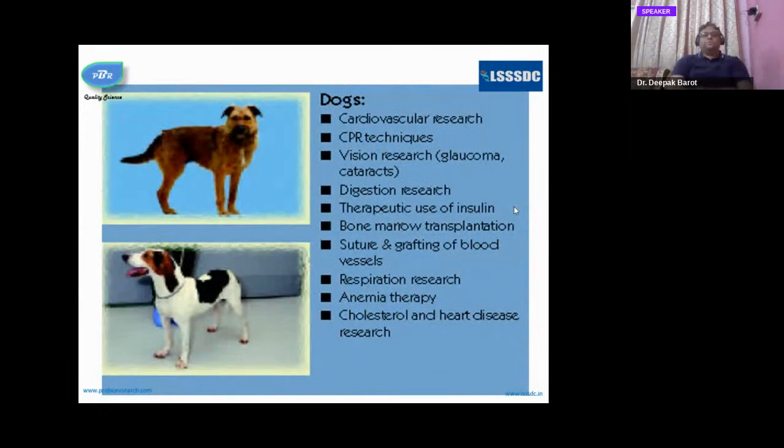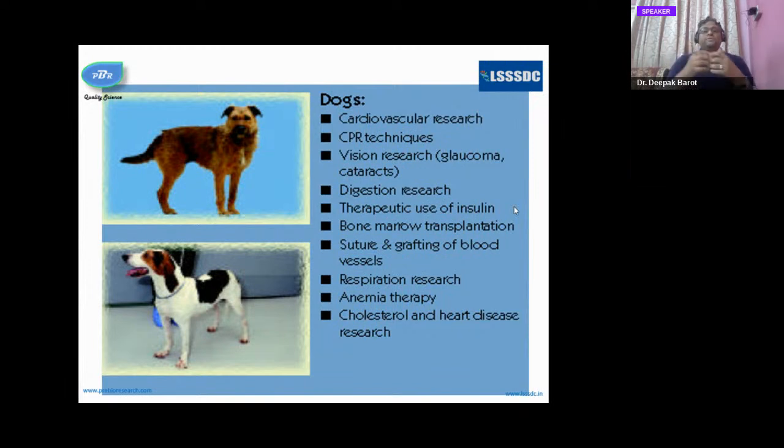Dogs. So you may wonder how come dogs? But you see, you try to do the extrapolation of data. And it is very much true that when you try to extrapolate data from the lowest species, which is rats or mice, to human, the gap is too much, right? From human to rats and mice, the extrapolation may not be that accurate.